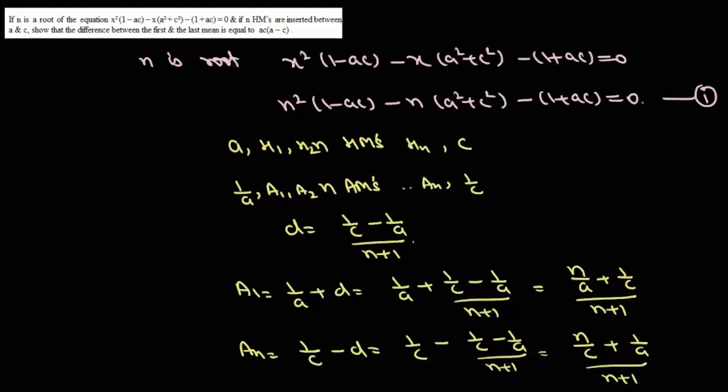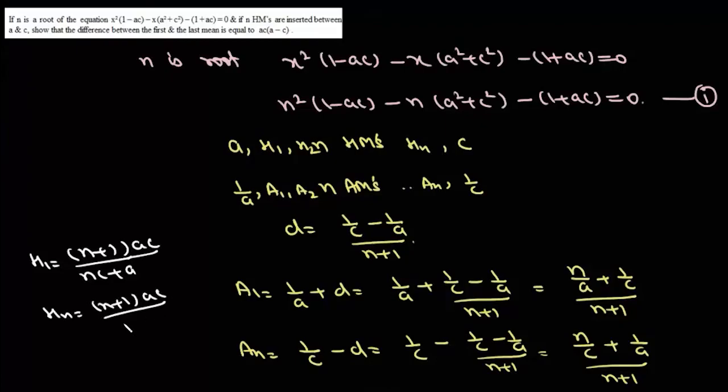Now their corresponding harmonic means will be H1, which is n plus 1 upon nc plus a into ac, and Hn will be n plus 1 ac upon na plus c. Now it says we need to show that the difference between the first and last mean is equal to ac into a minus c. We need to find H1 minus Hn.